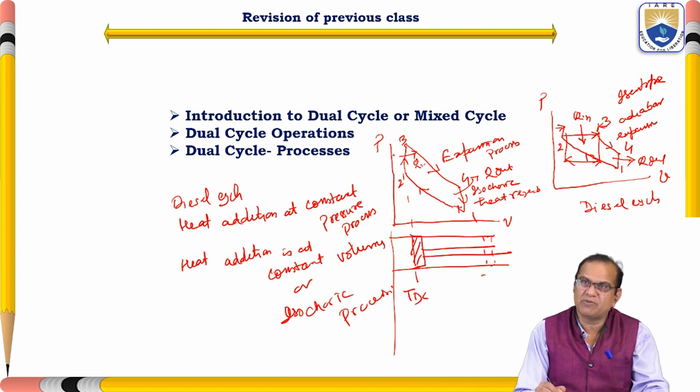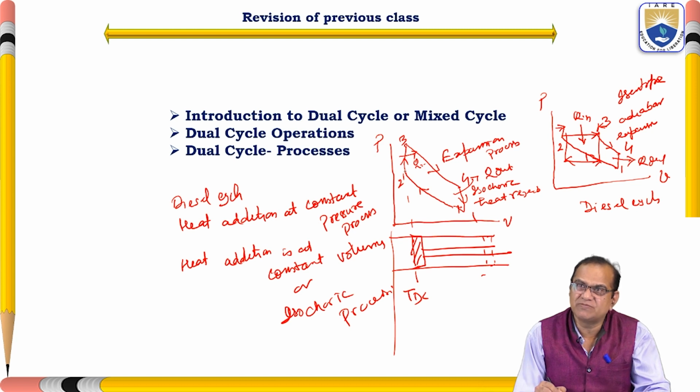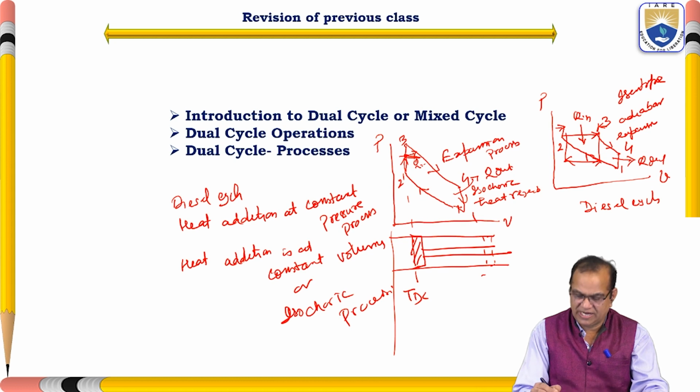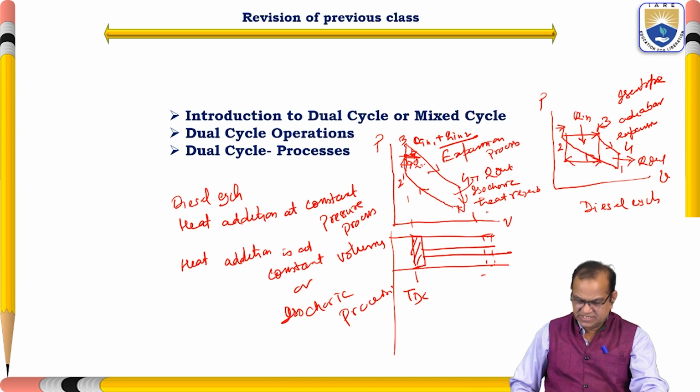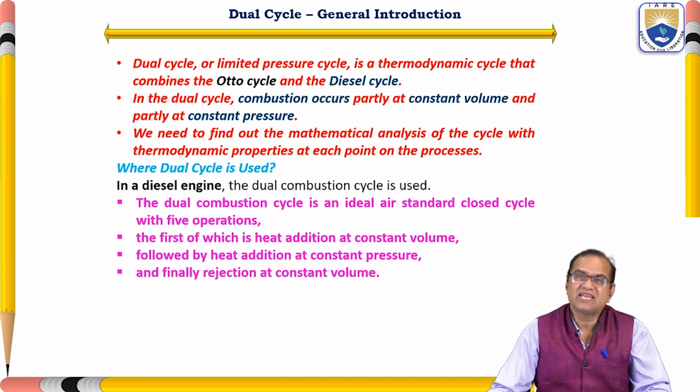So in this dual cycle, what happened? After this much, it is made like this. So in the dual process, we have two heat additions: here is the Q addition and here is the Q addition, meaning Q in 1 plus Q in 2. This is the heat addition in the two processes. So that we have to see, and now I am going to discuss the dual cycle.